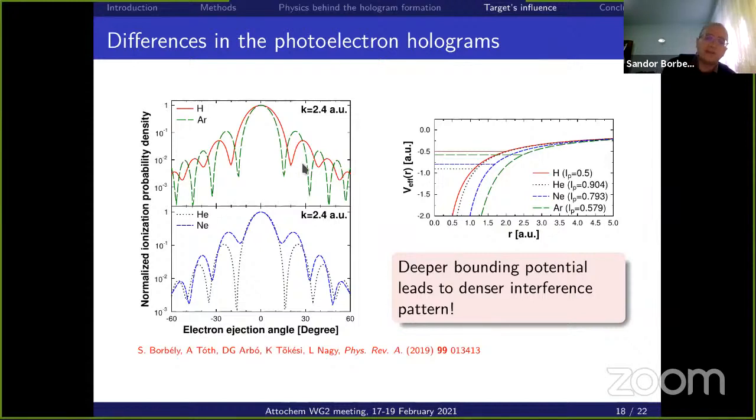And this difference can be traced back to the fact that in the case of the argon atom, the returning electron, the strongly scattered electron trajectory meets with a much deeper ionization potential in the case of argon. So along this trajectory, the electron accumulated much more phase, which translates to a larger phase variation as a function of the electron ejection angle. The same can be observed also in the case of the helium and neon pairs, but in this case, the difference is not that much.